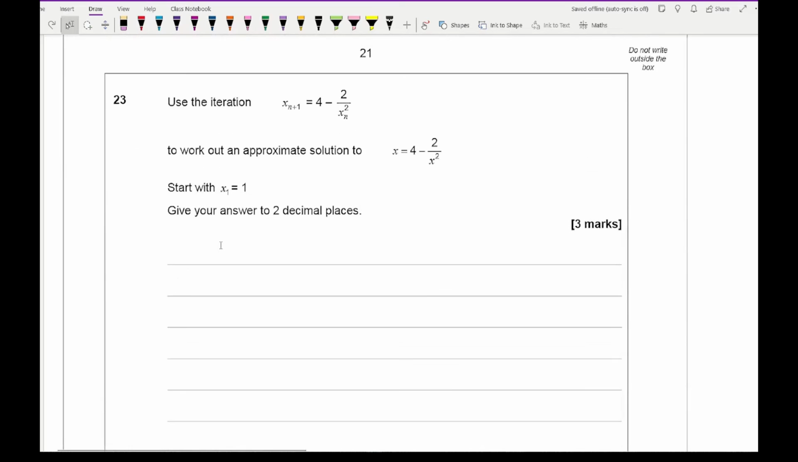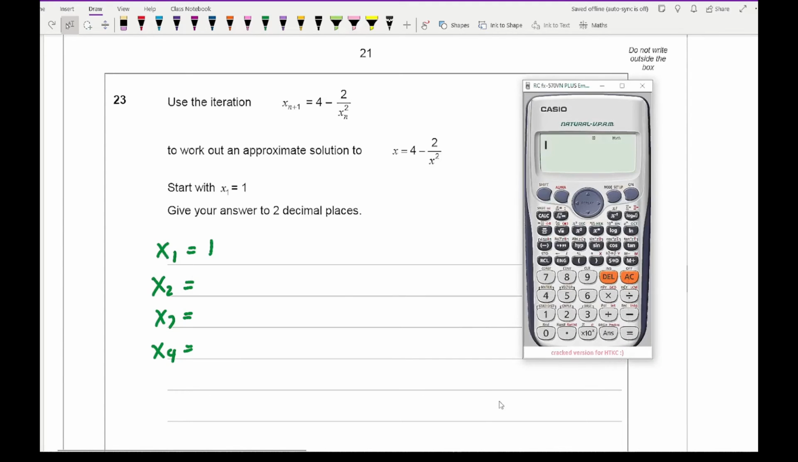Moving on to question 23, it says use the iteration x n plus 1 equals 2 over x n squared. Work out an approximate solution to this, starting with the value of x1. Now if I load the calculator up, the first thing you need to do with these types of questions is always make sure that you are writing a few of the iterations before you go a little bit crazy with the equals button. So it says that my first value is 1. So if I get my calculator, which is what you're going to be expected to use, and it should load up anytime soon. There we go.